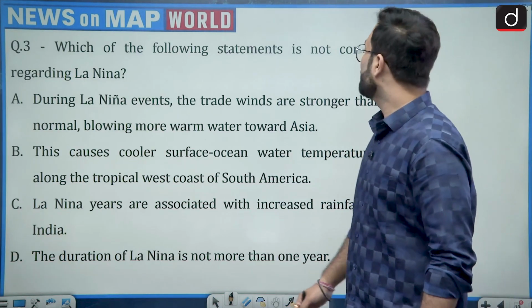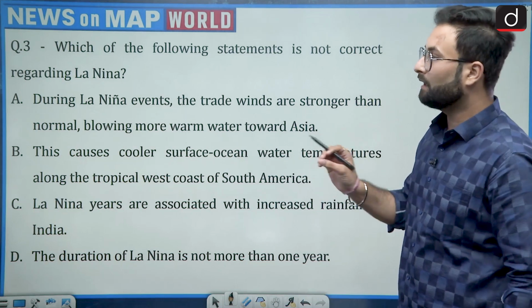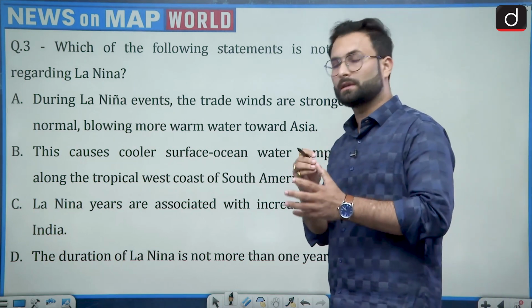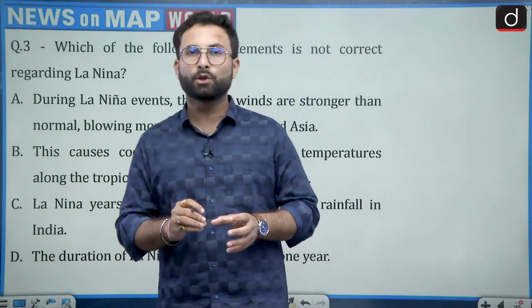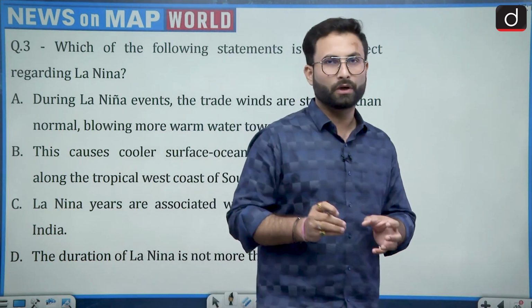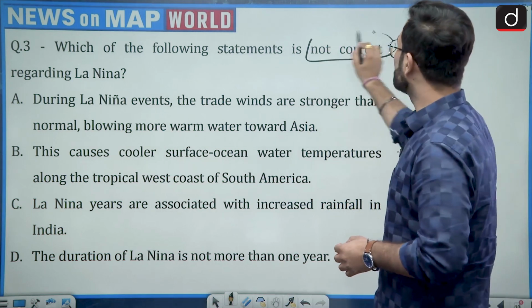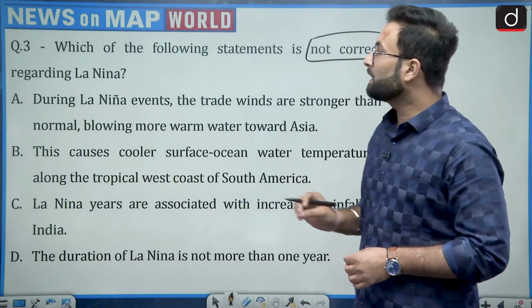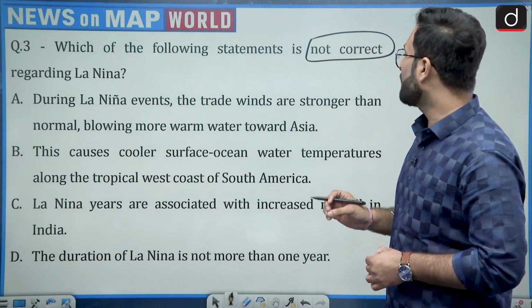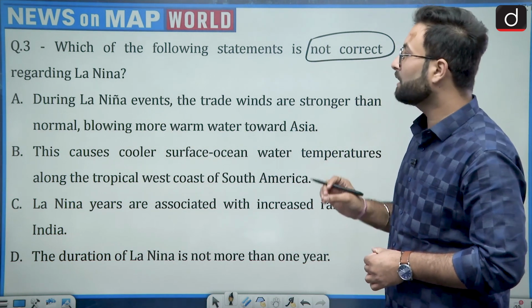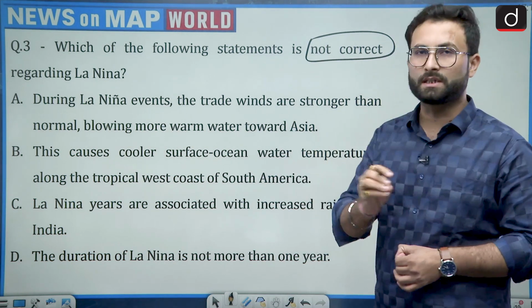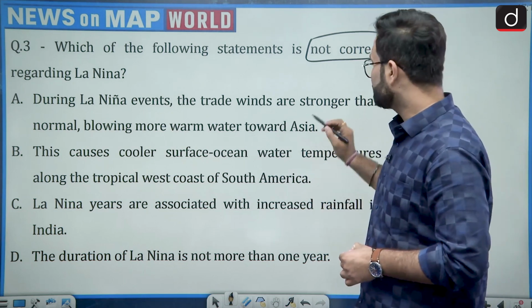Which of the following statements is not correct regarding La Nina? When we are talking about climatic phenomena, El Nino and La Nina are quite important for you. Okay, so let's talk about these statements. They are asking you which one is not correct. During a La Nina event, the trade winds are stronger than normal, blowing more warm water towards Asia. Okay, so that is one thing.